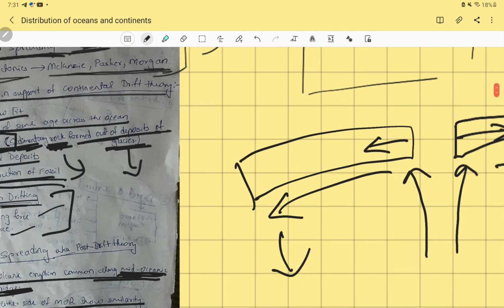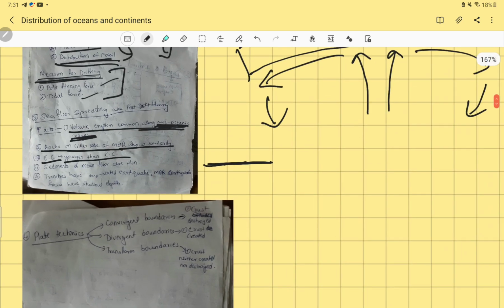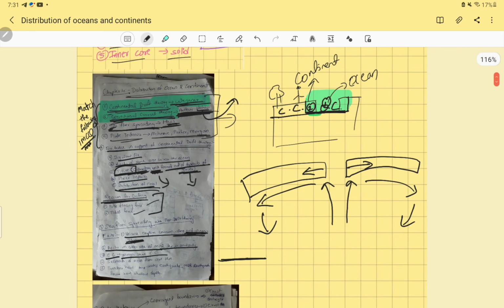So see here, this is a continental crust, we know, right? We studied it in the last class as well. This is the ocean crust. Ocean crust is younger than continental crust. Why is this? Can we guess that? Not guess, that's the fact.